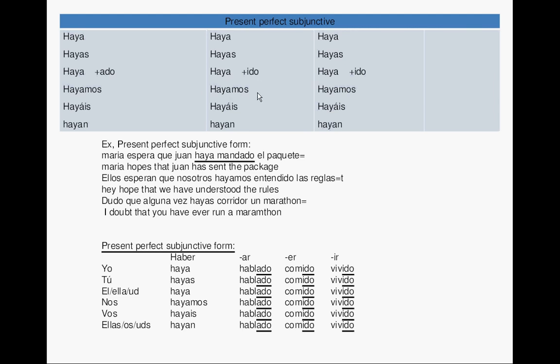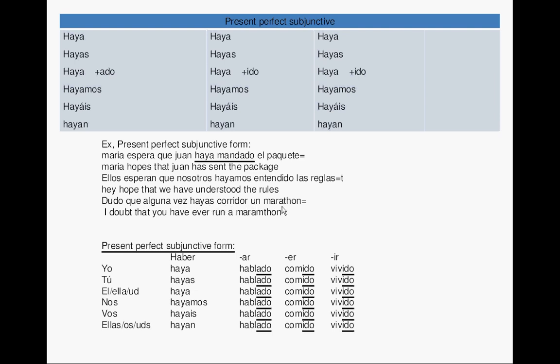I doubt that you have ever run a marathon. You have run is second person singular. Correr ends with ER, so it ends with ido. Dudo que hayas corrido un maratón. Hayas corrido: you have run.